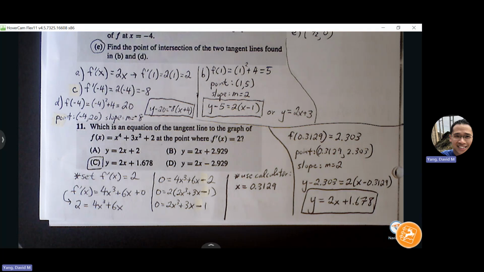We know what the slope is. We just have to figure out what the y value is. Well, we know what the equation is. We can insert that 0.3129 back into the original function to get the y value. And once we get the y value, then we do point-slope form and solve for y, to the point that we can match with the answer choice. I think I only worked this halfway out on the key, and I didn't finish it.